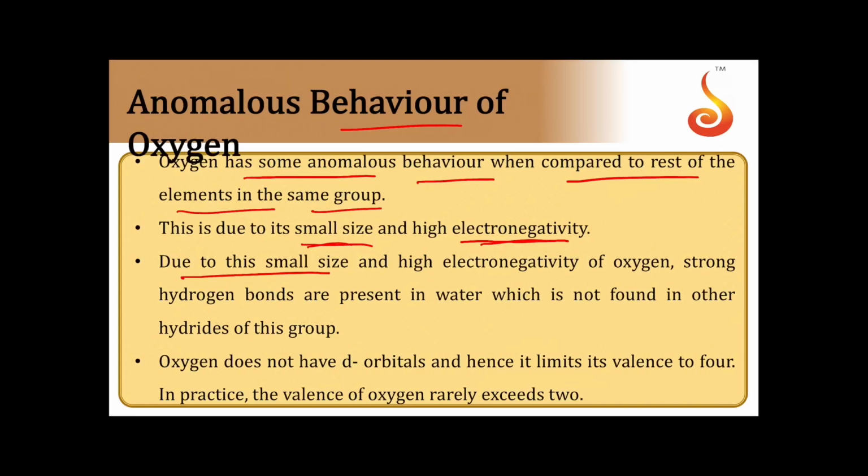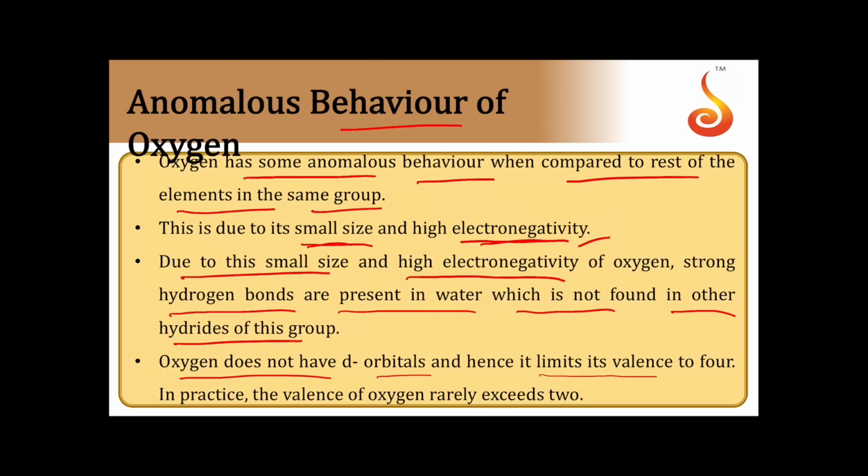Due to the small size and high electronegativity of oxygen, strong hydrogen bonds are present in water, which are not found in other hydrides of the same group. So because of high electronegativity, hydrogen bonds are present in water, whereas hydrogen bonding is absent in other hydrides of the same group. And oxygen doesn't have d orbitals, hence it limits its covalency to 4.